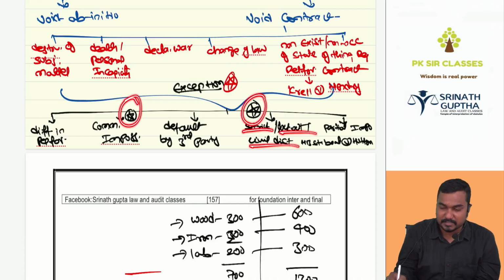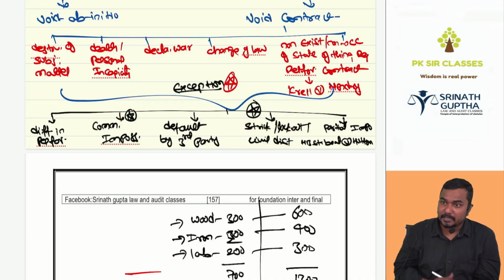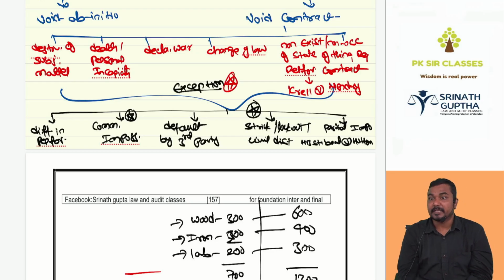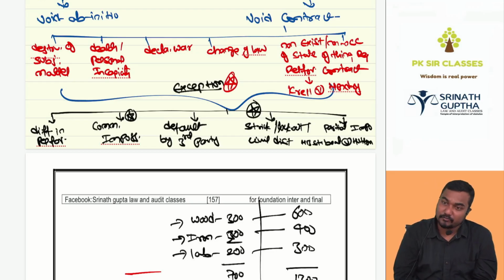Strikes, lockouts, civil disturbances. I entered into an agreement with Nikhil for manufacturing 10 fans, colorful fans. But unfortunately, there was a labor strike in the factory. Can I say labor is on strike, so the contract is discharged? That is my headache. The contract will not be discharged due to strikes.